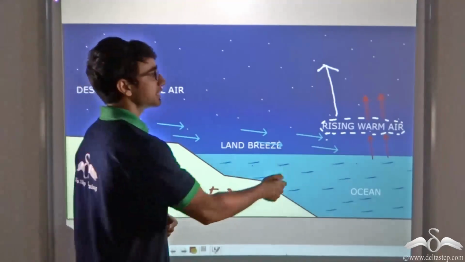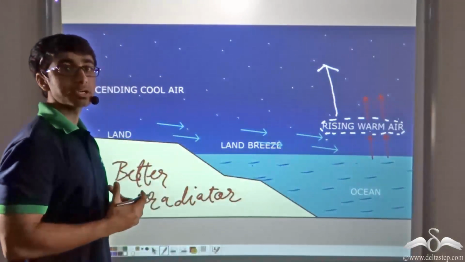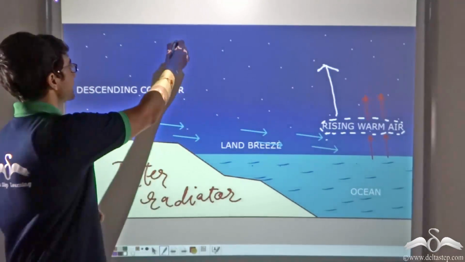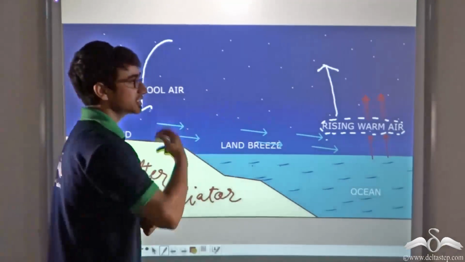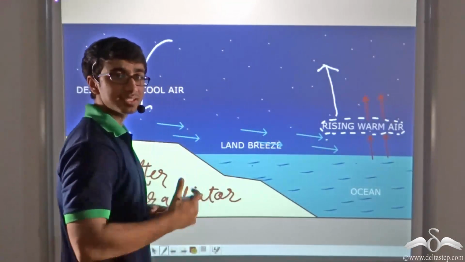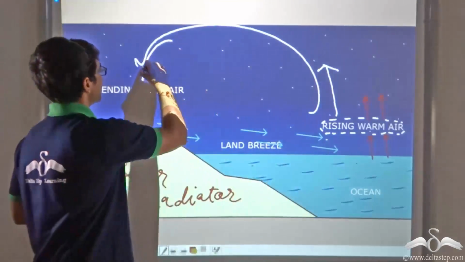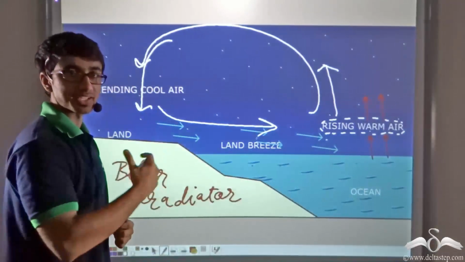Now the warm air that had risen up from the ocean moves up into the atmosphere where it becomes cold again. So this cold air then again descends and comes onto land, and this entire process is repeated. So this gives us a land breeze where this entire process is repeated through the process of convection.